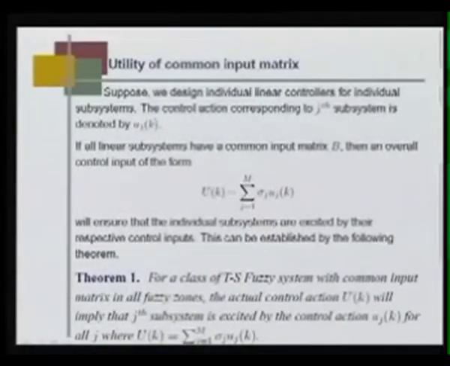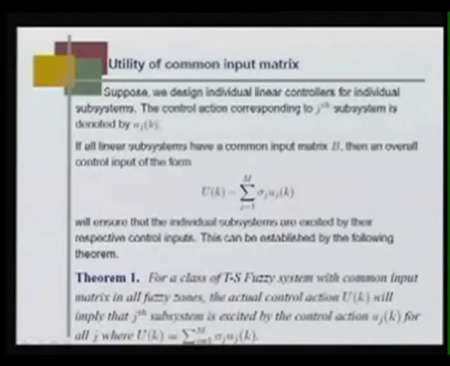So, the control action corresponding to the j-th subsystem is denoted by u_j(k), that stabilizes that subsystem. If all linear subsystems have a common input matrix B, then an overall control input of the form u(k) = sigma_j mu_j u_j(k) will ensure that individual subsystems are excited by their respective control inputs. This can be established by the following theorem.